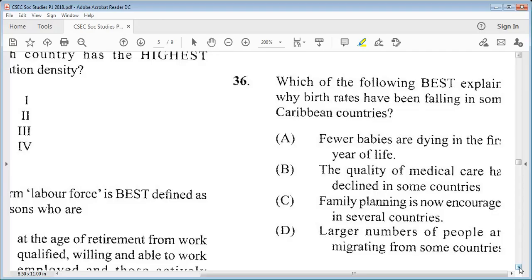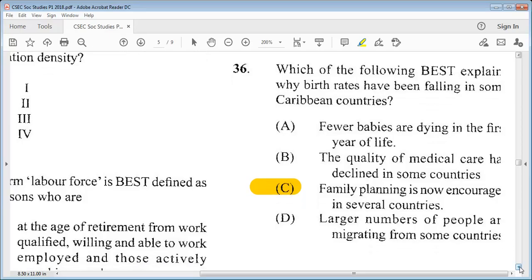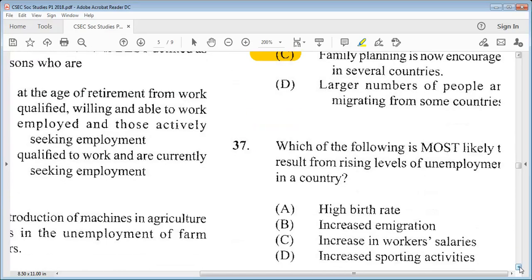Let's look at C. Family planning is now encouraged in several countries. Absolutely, yes. So because of family planning that is now being encouraged, then we have fewer birth rates. So that has resulted in a decline. So C would be our answer. And let's look at option D. Larger numbers of people are migrating from some countries. No. That has nothing to do with the question.